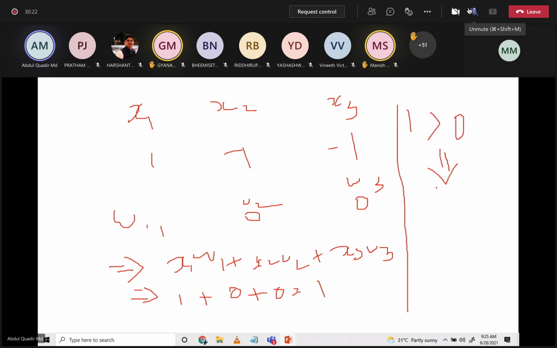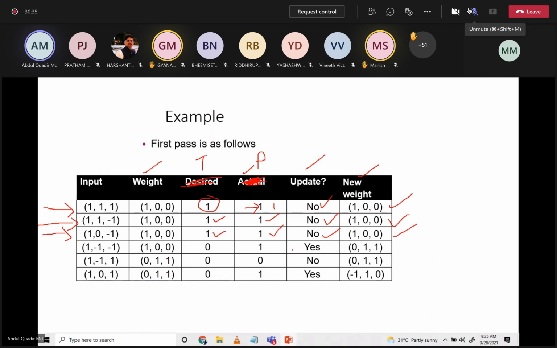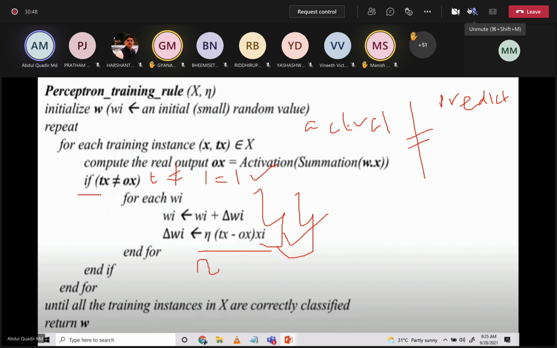Yes or no, students? Yes, sir. So what will it fire? It will fire 1. Very good. Excellent. Now, what has it fired? 1. What is the target? 0. Is there a mismatch? Yes. Not equal to, right?